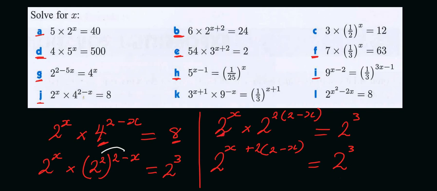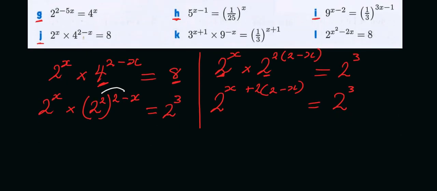The law of multiplication: just add up the exponents because you have the same base. This is 2 and this is 2, and you're multiplying them with different exponents. So add up the exponents. So at this point, we have the same base on both sides. So at this point, we can now equate the exponents. So x plus 2 times (2 minus x) is now equal to 3.